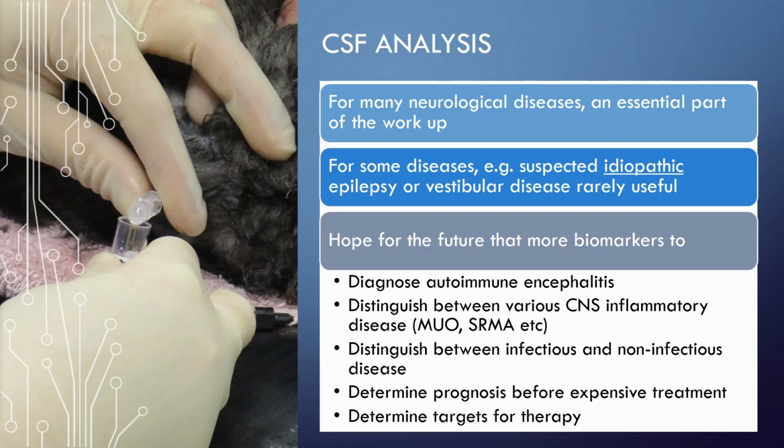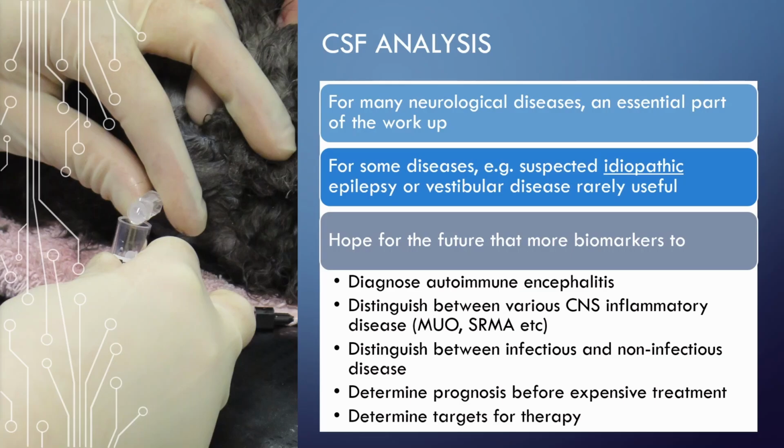So in summary, CSF analysis is for many neurological diseases an essential part of the workup. But for some diseases, especially for idiopathic epilepsy or vestibular disease, it's rarely useful. And I feel personally I'd like to have more in there. I'd like to have a spectrum of tests that would be useful against, say, the autoimmune encephalitises for the idiopathic epilepsy, and maybe we'll see that in the future.